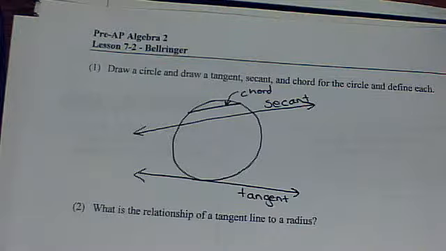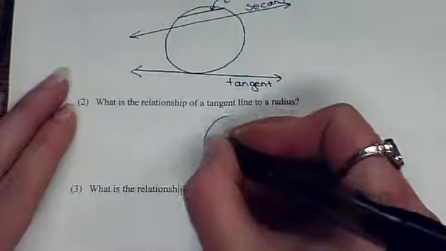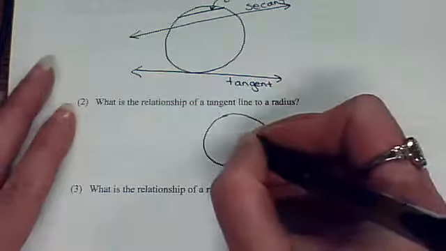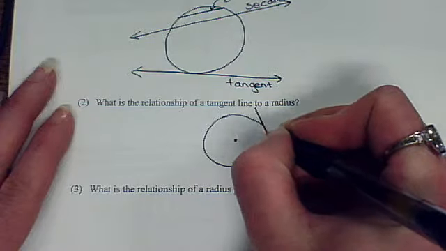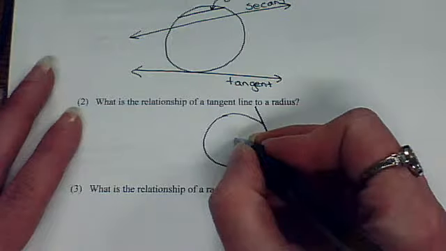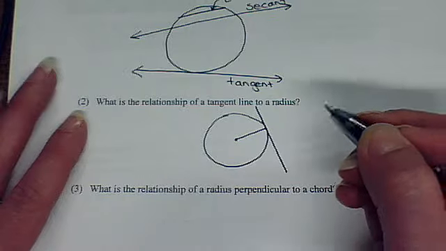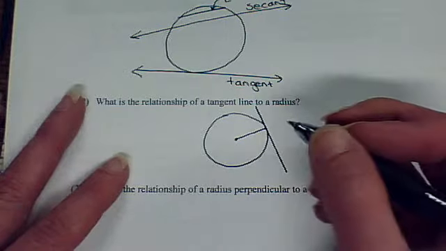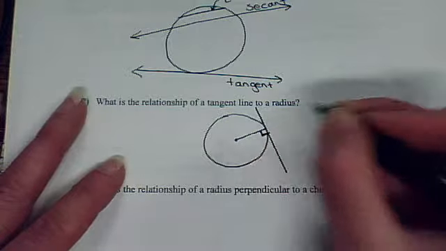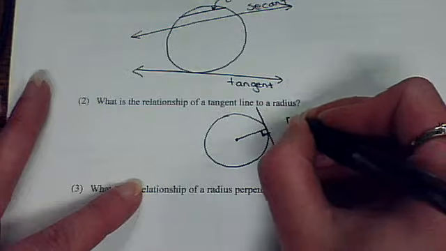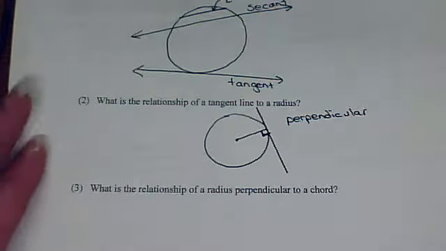Now, there's some special relationships that are created, especially with a tangent line. It's very, very important. If we have a circle and we have a tangent line, and if we draw a radius to that point of tangency, there's something really cool that happens there. What does it look like is happening? You're absolutely right. It is always going to be perpendicular. So that is a very important note.